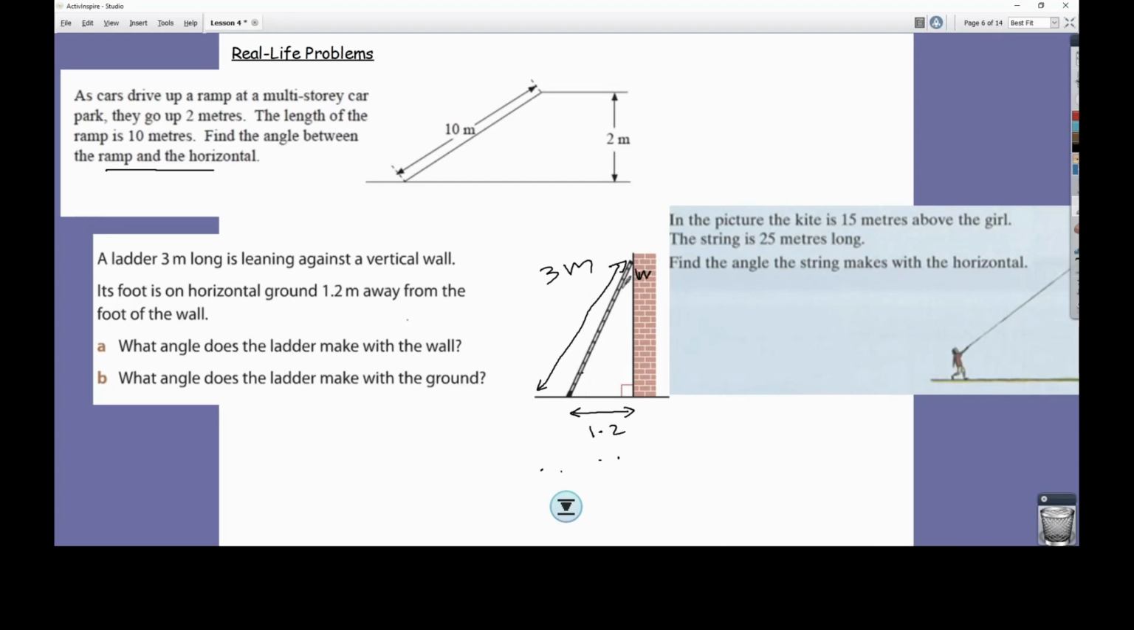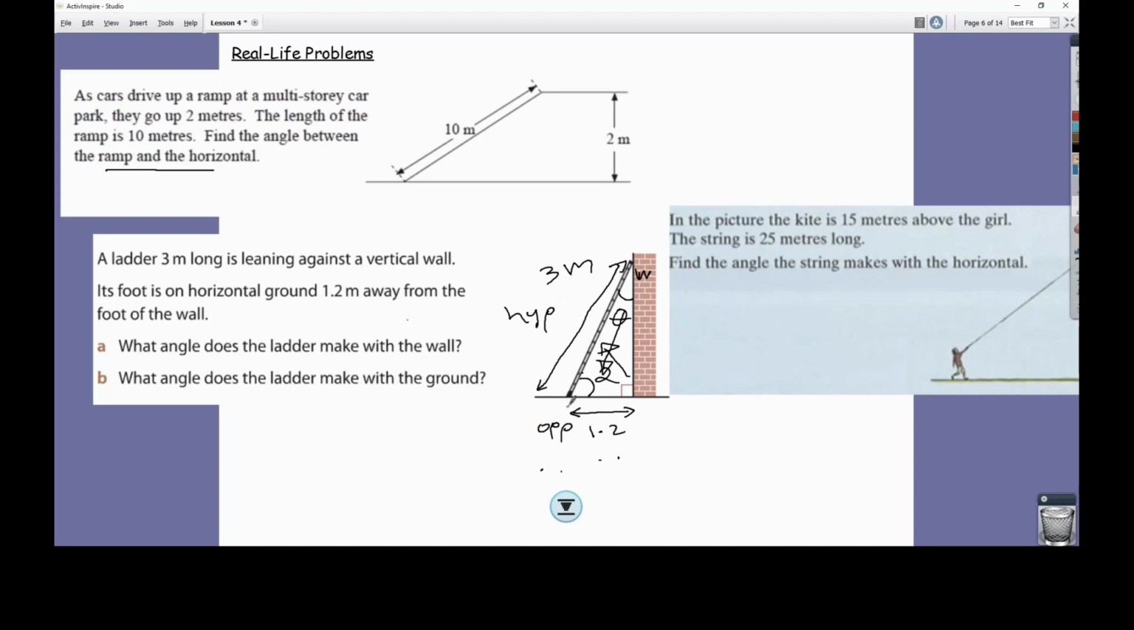So the wall is this bit. So the angle between the ladder and the wall is going to be this angle, which I'm going to call theta this time. And then what angle does the ladder make with the ground? I'm going to call that alpha. So starting with theta, hypotenuse is 3. For theta, this is an interesting point. The opposite would be 1.2.